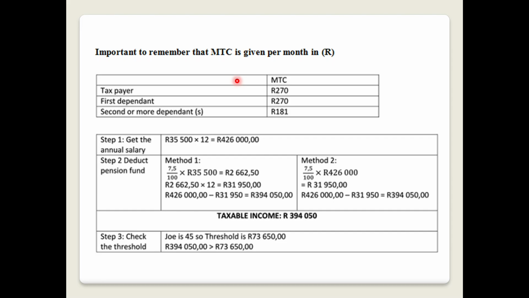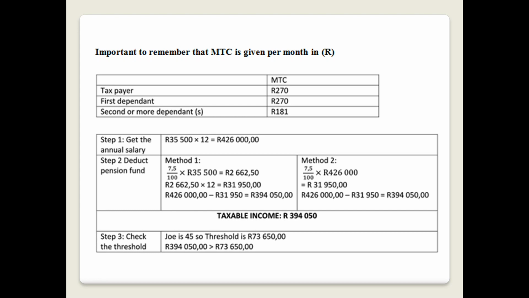So boys and girls, remember annual tax: the tax tables only work with annual amounts, but it's important to remember that medical tax credits are given per month. So these amounts that have been provided by SARS say medical tax credits per month, and I will come to that now. Remember, we need to work with annual amounts, so we are working towards working out his monthly income tax.